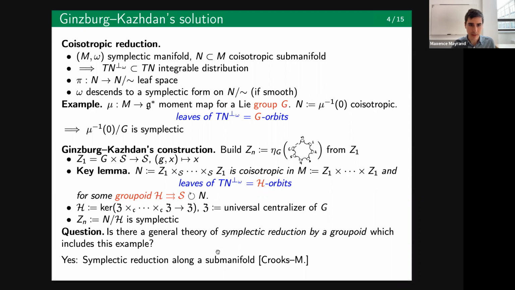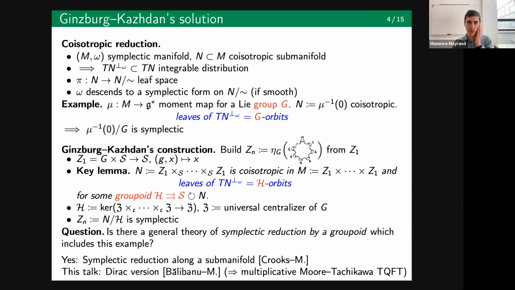With Peter, we define this notion of symplectic reduction along a submanifold as a motivation, as a way to answer this question. And then with Ana, we developed a Dirac version, which in particular, if you take a Lie group with its Cartan Dirac structure and you do the same kind of reduction construction, you get a multiplicative version of this TQFT where we get quasi-Hamiltonian G spaces, and then the composition is obtained with a fusion product and quasi-Hamiltonian reduction. So I will explain that in a moment.